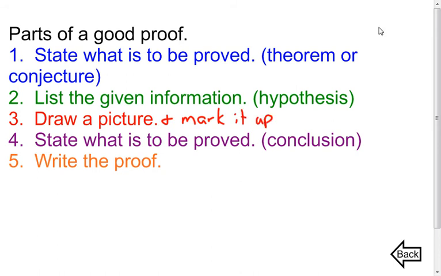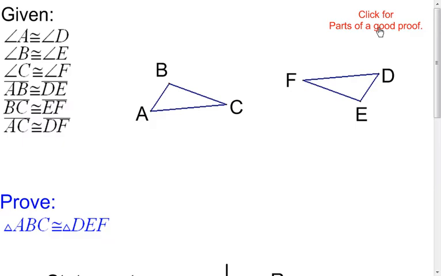Part 4, state what is to be proved. That we're going to find in the conclusion of our if-then statement from part 1. And then once that's all done, we're going to go through and write our proof. Keep that in mind as we go through this.